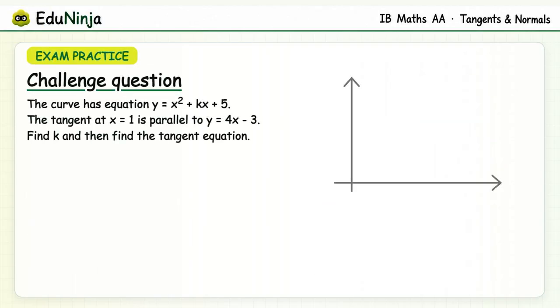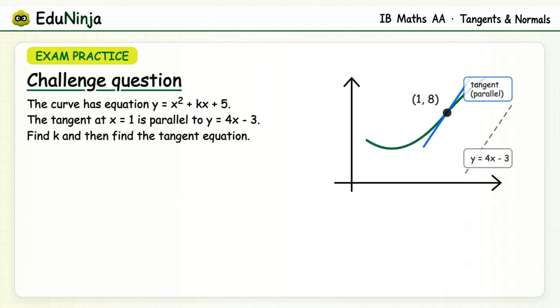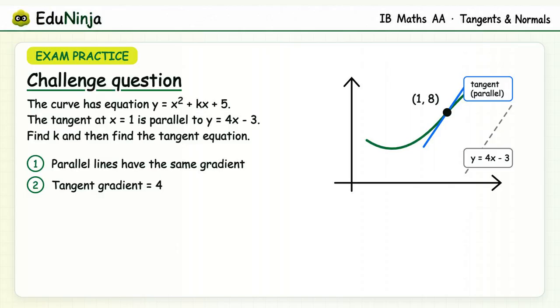Question 2 is slightly deeper because we have to find a parameter first. The curve is y equals x squared plus kx plus 5, and the tangent at x equals 1 is parallel to the line y equals 4x minus 3. The key word is parallel. Parallel lines have the same gradient, so the tangent gradient must be 4.